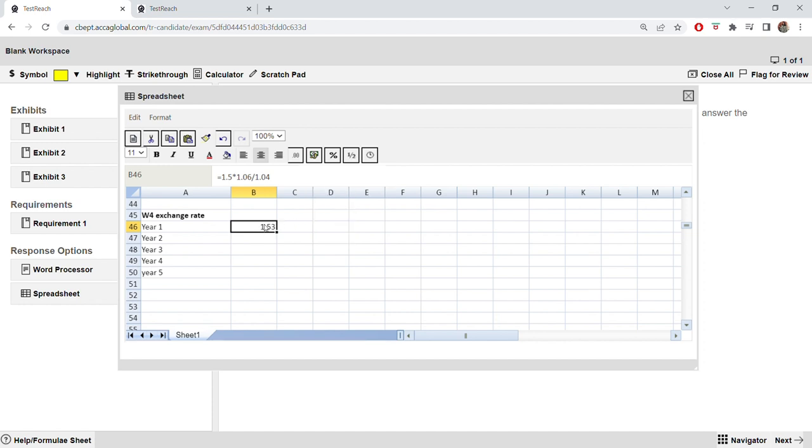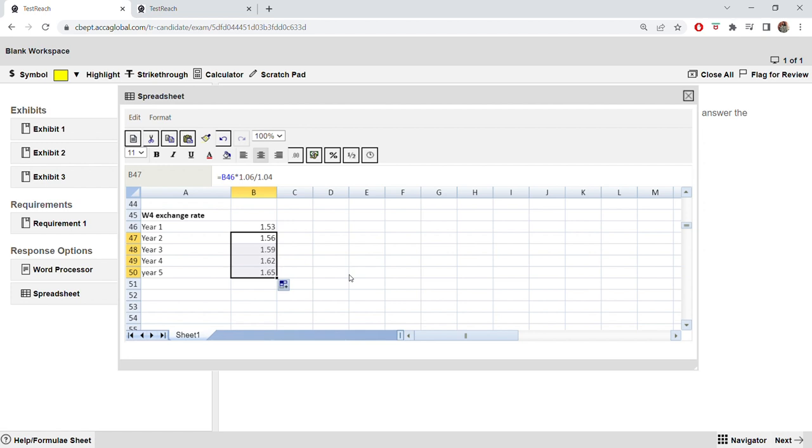So now when you take for the second year, it will be equal to year one's spot rate. You are going to take 1.06 divided by 1.04. So every time it will be multiplied by 1.06 divided by 1.04 by the previous year. Once you do this, you don't have to do it every time. Just drag it to the other cell. Automatically it will take it. You see? So now you have the exchange rate ready with you.